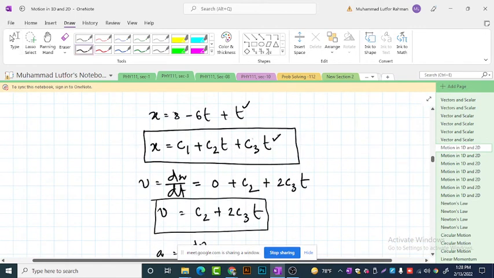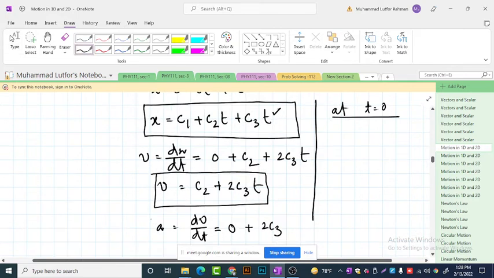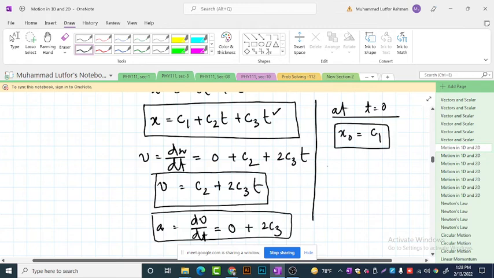Say I plug in t equal to 0 seconds into these 3 equations, the position, velocity and acceleration equations I wrote over here. Then I can say x naught is basically c1, because if you plug in, the c2 and c3 terms cancel out from the displacement equation. So that means c1 would be x naught, and c2 is going to be v naught.